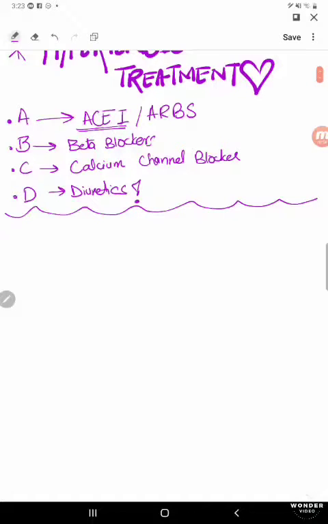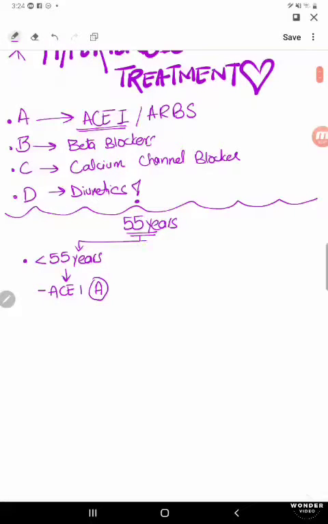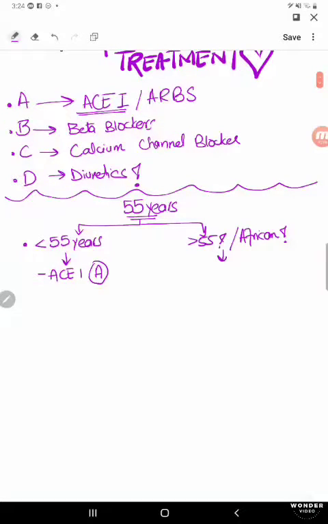The first thing that I want you to see in a question stem is the age of your patient. The cut point that we're taking here is 55 years. If your patient's age is less than 55 years, your preferred choice of medication will be ACI, A. And if it's more than 55, or if the patient is African or Caribbean, you will choose C, calcium channel blocker. This is your step 1.